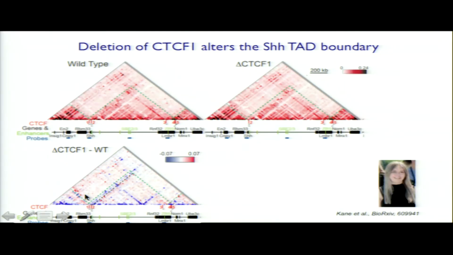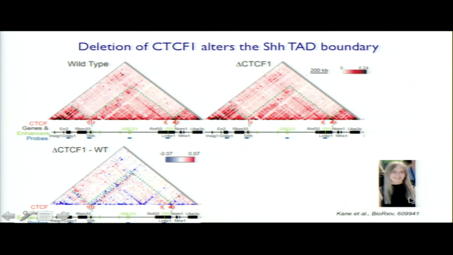And you can see this great big blue stripe up the left-hand side here, which is the left-hand boundary of this topologically associated domain being lost, and actually the new boundary being formed here at site 2. And the important thing here is site 2 is the wrong side of sonic hedgehog. It now takes sonic hedgehog out of its own topologically associated domain and puts it instead in the topologically associated domain associated with these genes over here, which are not expressed in the limb. So this was the work of Lauren Kane, who's a PhD student in my lab, and this work's on the bioRxiv if you want to see it in more detail.